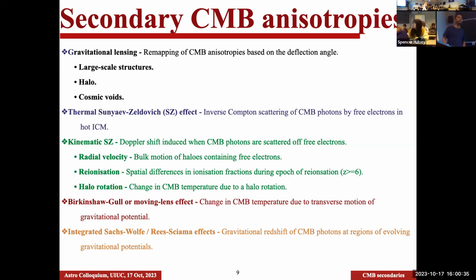Just to check, what you mean by secondary here is anisotropies that happen between the surface of last scattering and now? Exactly. Yeah.